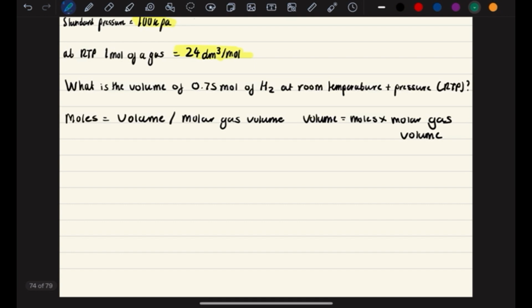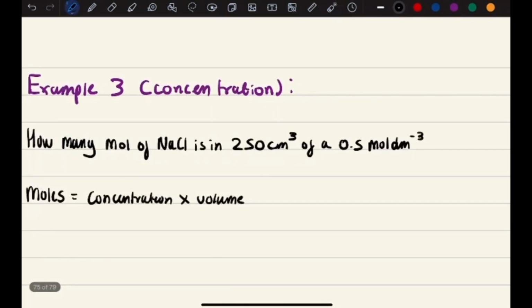Now, let's look here. What can we gather from this? Well, we know we want to get the volume. So we've got the moles, 0.75. The molar gas volume, we're always going to have in a question like this. We always know it's going to be 24. We do that, and then you get 18 decimeters cubed. Remember, units is really important for this topic, yeah? So decimeters cubed. Okay, so we've got a couple more examples to go through as well.